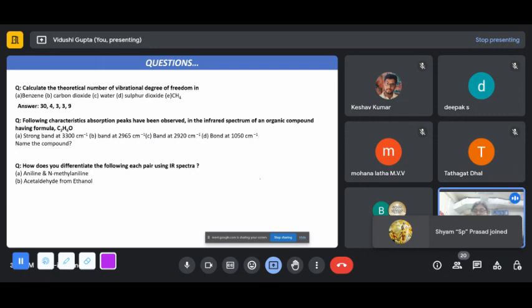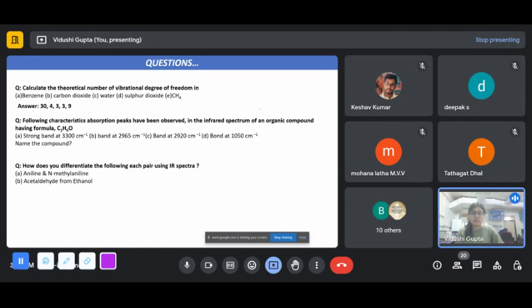Now the next question: the following characteristic absorption peaks have been observed in the infrared spectrum of an organic compound having formula C2H6O, where a strong band will be there at 3300, another band at 2965 centimeter inverse, another band at 2920, and another band at 1050. So what will be the compound? You know from IR spectrum, it is used for functional group detection.